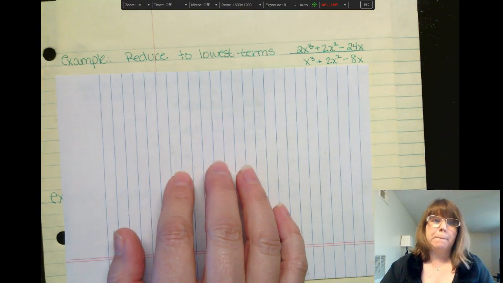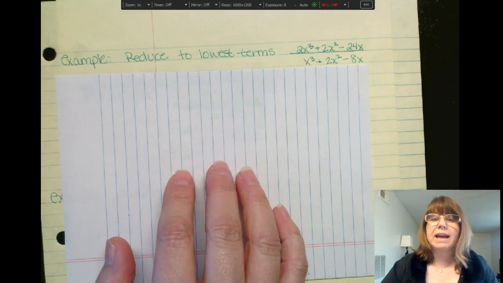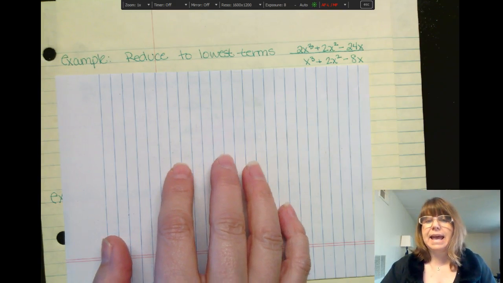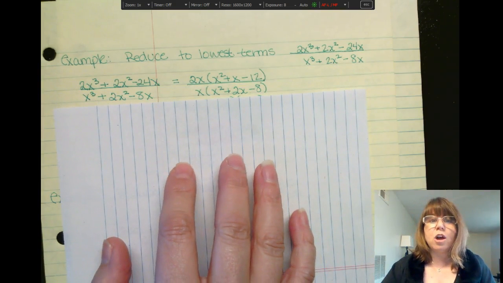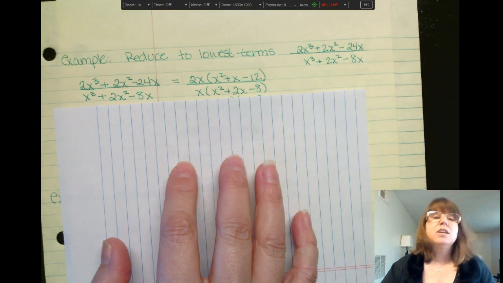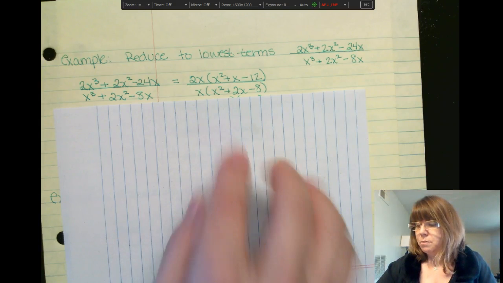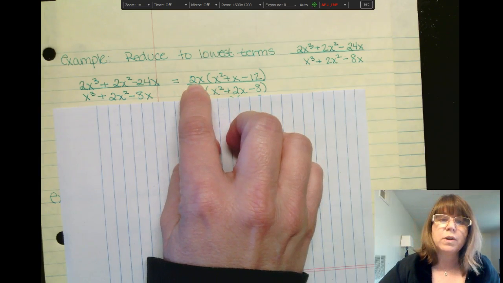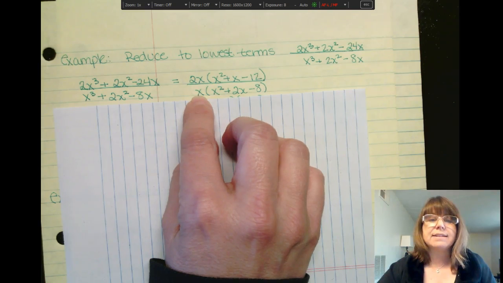Let's try a couple more. Let's reduce to lowest terms 2x cubed plus 2x squared minus 24x all over x cubed plus 2x squared minus 8x. So I'm going to factor both the numerator and the denominator. First thing is, do I have a GCF? Do I have a greatest common factor? Both the numerator and the denominator have greatest common factors. The greatest common factor of the numerator is 2x. Greatest common factor of the denominator is x.